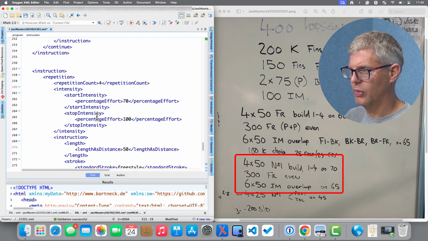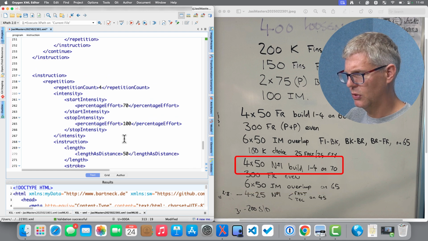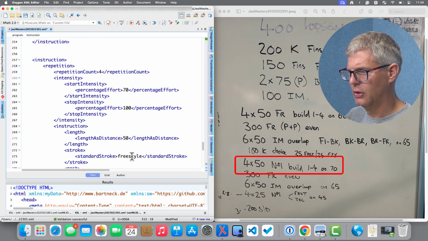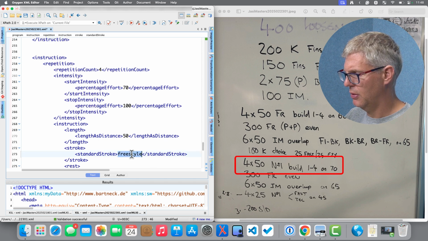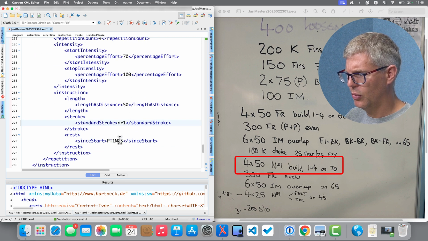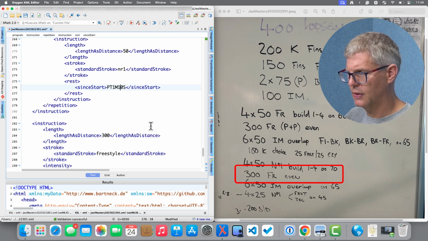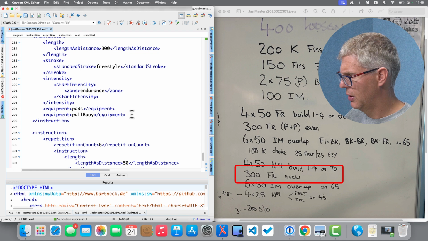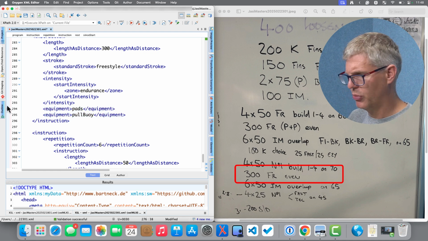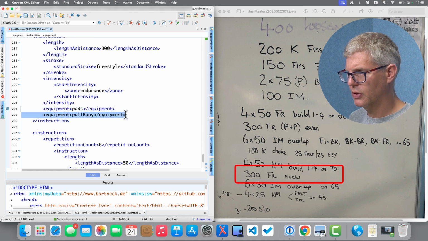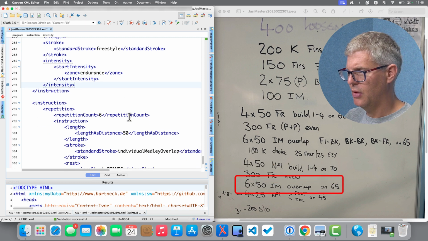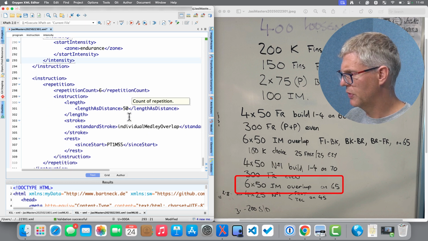Rightio, we start with 450s. So instead of freestyle, we do number 1. And instead of 60, we do 70. So 1 minute, 10 seconds. Then 300, same as before, where we don't have pads and pull. So we just remove that. And then we've got 650s IM overlap on 65. That is exactly the same as before.